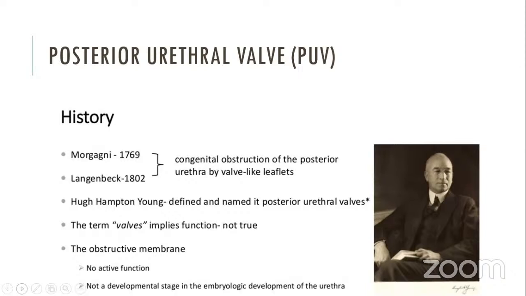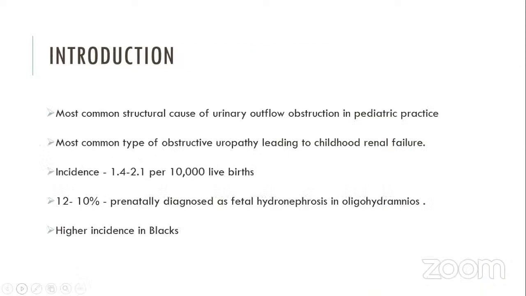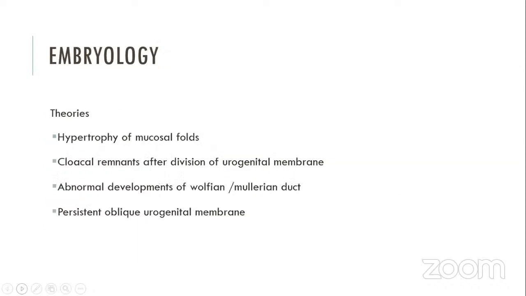It is the most common structural anomaly causing outflow obstruction, and also the most common obstructive uropathy leading to renal failure. The incidence is 1.4 to 2.1 per 10,000 live births, and 10 to 12% are prenatally diagnosed with fetal hydronephrosis in oligohydramnios patients. It has a higher incidence in black patients. There are certain theories like hypertrophy of mucosal fold, cloacal remnant after division of urogenital membrane, abnormal development of Wolffian or Mullerian duct, and persistent oblique urogenital membrane, which cause a posterior urethral valve.